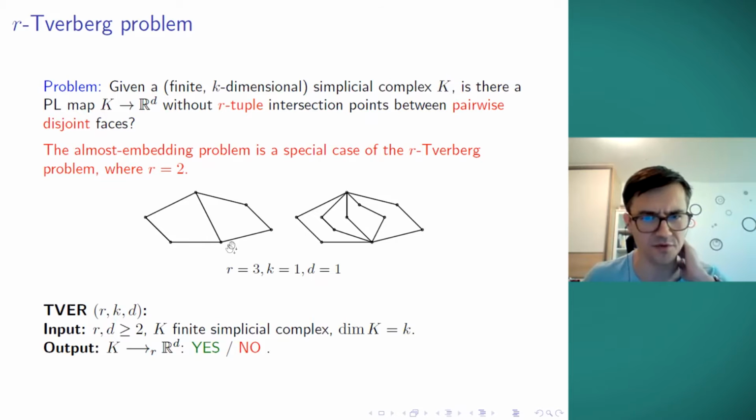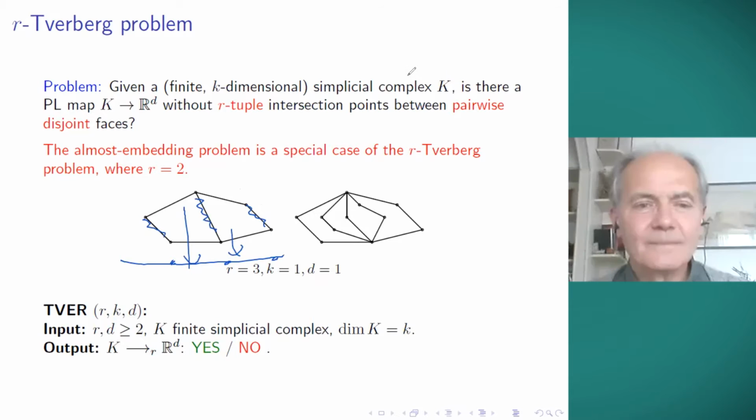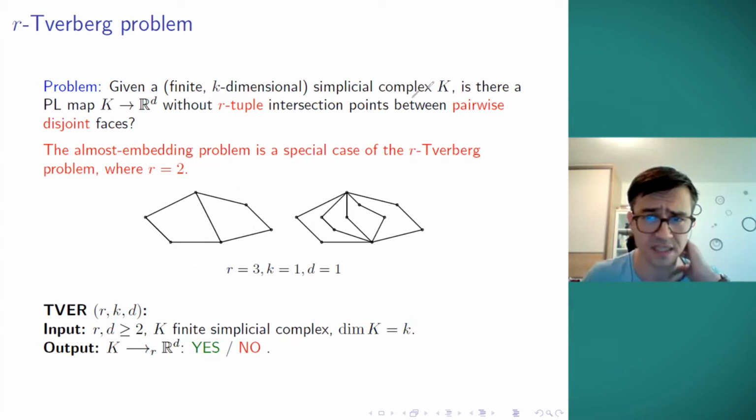So I think both of these simplicial complexes should be r-almost embeddable. In the first case, imagine we're projecting onto a line here, and I guess I can project all of this into a point, and all of this into a point, right? And then kind of linearly extend, and that should work. I guess the other one is also possible.